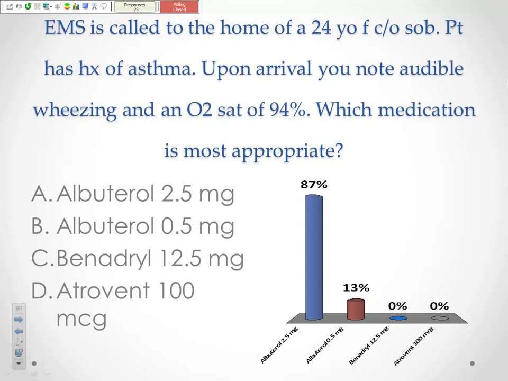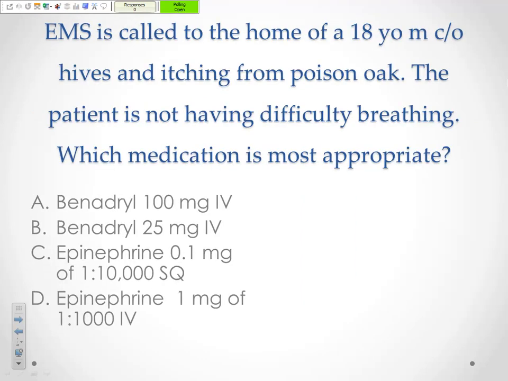EMS is called to the home of an 18-year-old male complaining of hives and itching from poison oak. Patient is not having difficulty breathing, so he's having a very mild allergic reaction, right? Which medication is most appropriate?